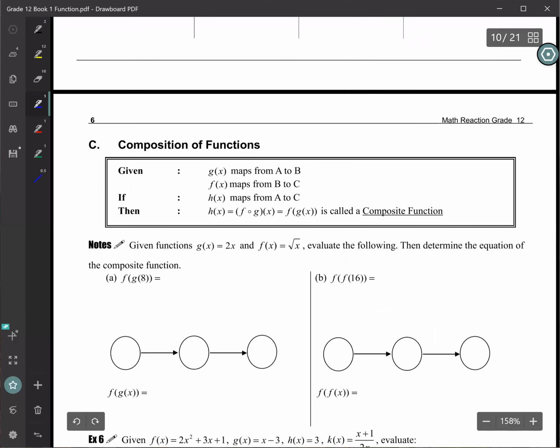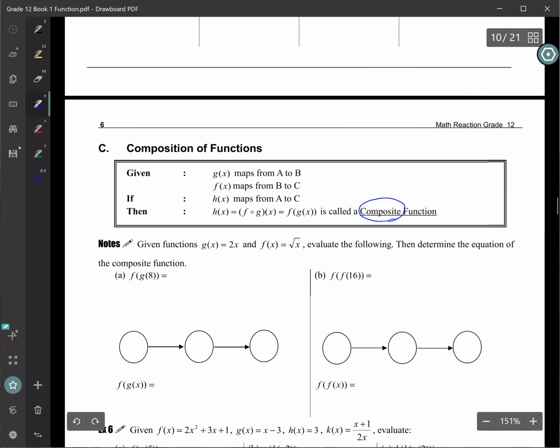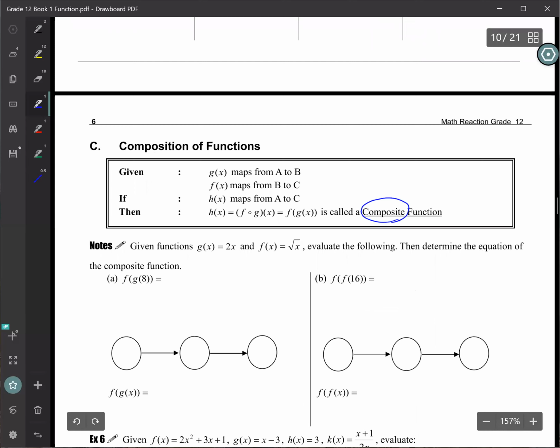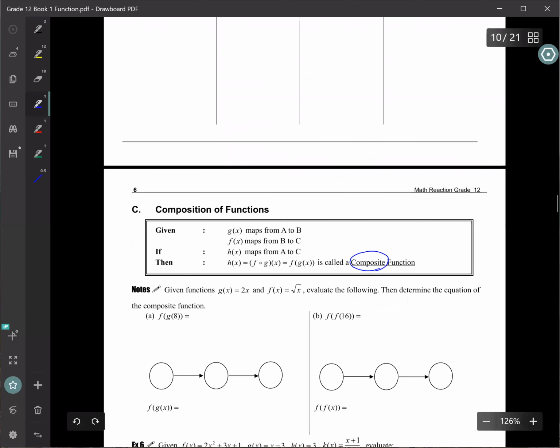So anybody heard of composite function, this word? If you heard of it, please raise your hand. No? Okay, no one has heard of it. Not really. Okay. So let's review a little bit what a function does, right?